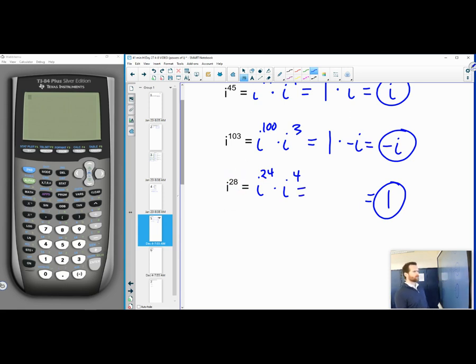And then i to the 24th, well, the power is a multiple of 4, so it's a 1 times i to the 4th. That's one we have memorized. That's 1. And then we get 1 times 1 equals 1. We get to our same answer. So even if you don't recognize that 28 is a multiple of 4 right off the bat, you can still get the correct answer. It'll take you a little bit longer, but you'll still get to it.